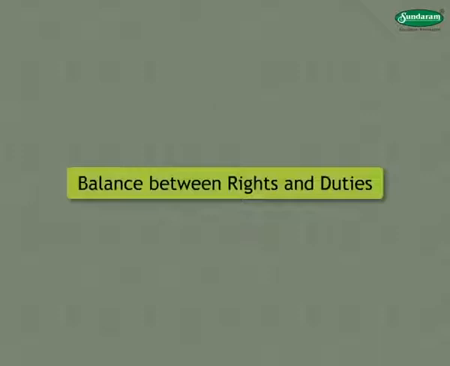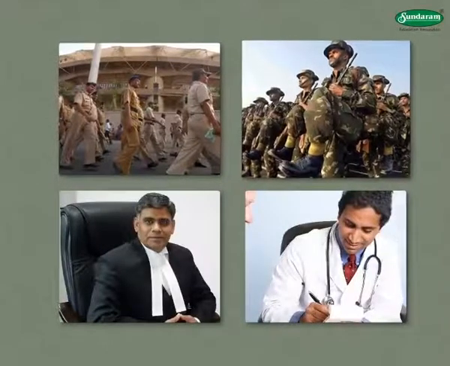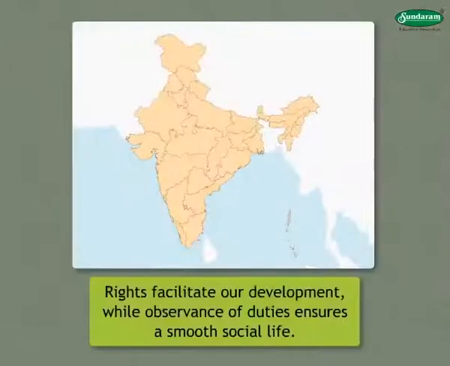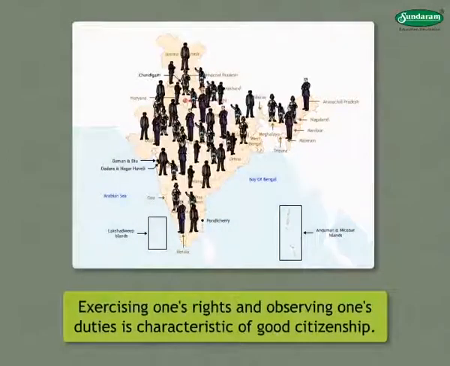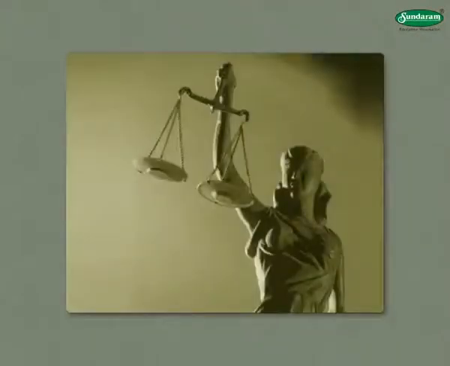Balance between rights and duties. Every individual has certain rights and also certain duties. Every citizen has to bear in mind that rights and duties cannot be separated from each other. Rights facilitate our development, while observance of duties ensures a smooth social life. Exercising one's rights and observing one's duties is characteristic of good citizenship. We too should be particular about observing our duties while exercising our rights.